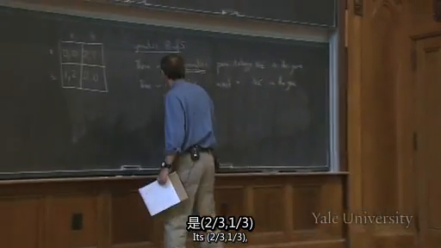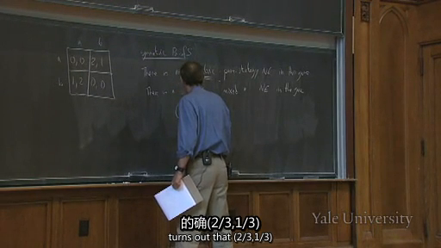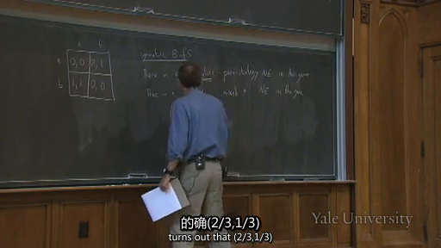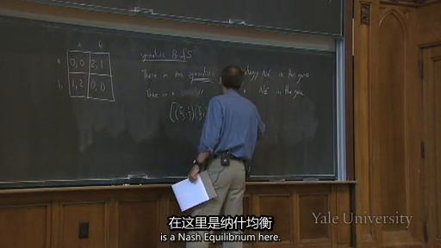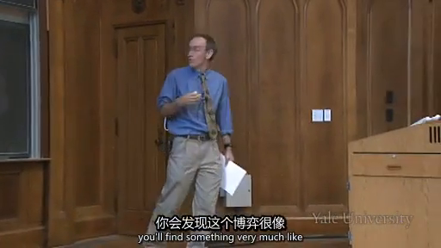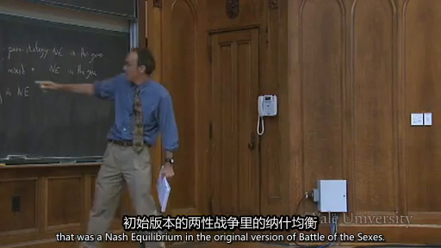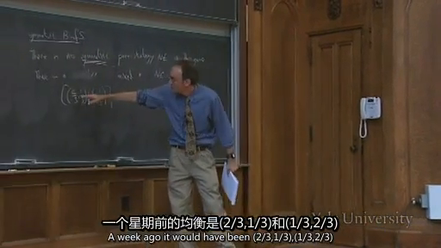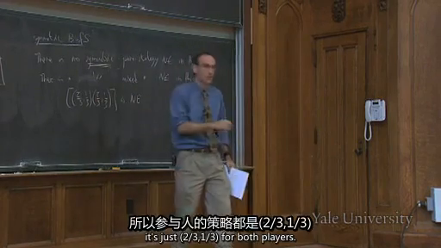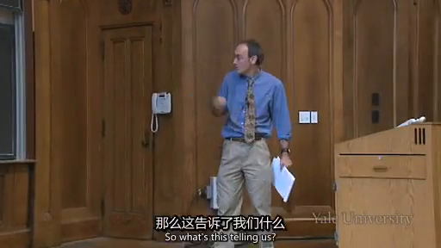It's 2/3, 1/3. Turns out that 2/3, 1/3 is a Nash equilibrium here. So if you go back to your notes a week ago, you'll find something very much like that was a Nash equilibrium in the original version of Battle of the Sexes. A week ago, it would have been 2/3, 1/3, 1/3, 2/3 because things weren't symmetric. Now I've made things symmetric. It's just 2/3, 1/3 for both players. You can check it at home. All right? So what's this telling us?